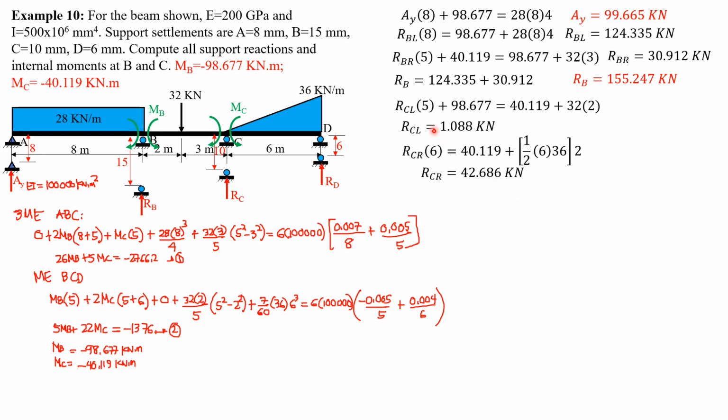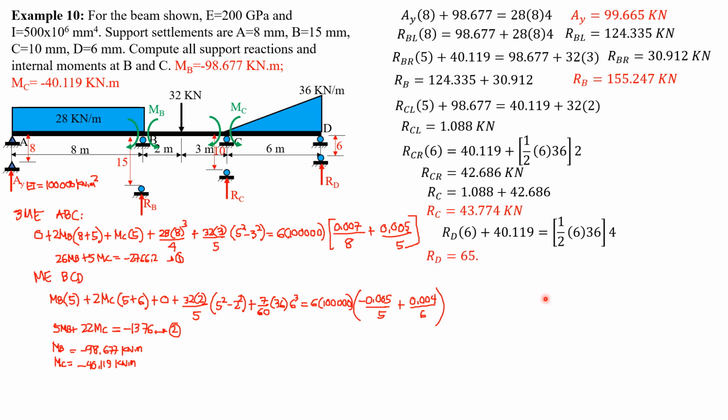So we can now compute R sub C: 1.088 plus 42.686. So R sub C is equal to 43.774 kilonewtons. Finally, considering CD, summation moment C equals 0, so R sub D times 6 plus MC 40.119 equals moment of the load, 1 half of 6 times 36 times 4. So RD is equal to 65.314 kilonewtons. To check, summation forces Y should be 0, and I already checked it, and it is 0.